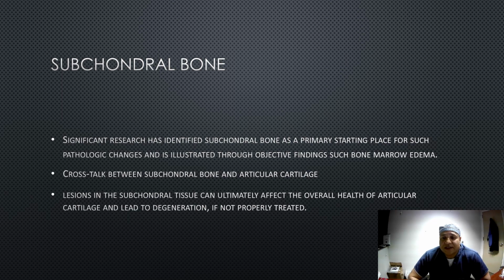Significant research has identified subchondral bone as a primary starting place for pathological changes. Objective findings that we do see include bone marrow edema. We know that there is crosstalk between subchondral bone and the articular cartilage. Lesions in the subchondral tissue can ultimately affect the overall health of the articular cartilage and lead to degeneration if not properly treated. Bone marrow edema can easily be identified on MRI studies.